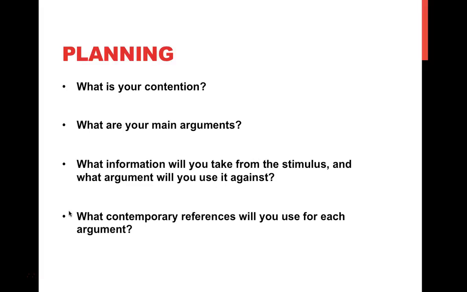The same thing you need to do for your contemporary references. Which ones are you going to use? Where are you going to use them, and what are you going to use from them? So for example, if you're looking at an article, what part of the article are you going to use? Because you can't write about the whole article. What quotes are you going to use? What statistics? What have they come up with about language that helps you make your point?